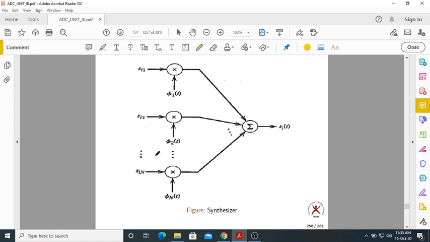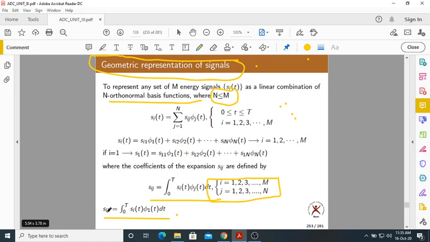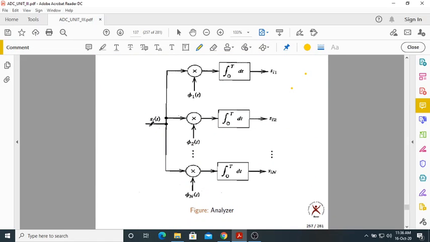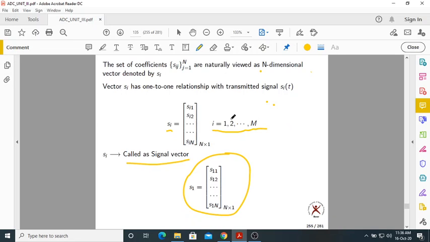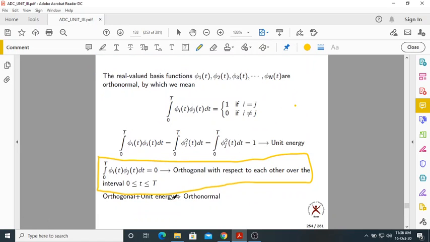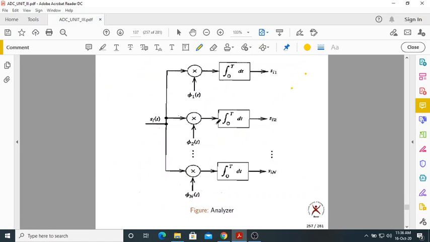So what is common here? For Si1, Si2, Si3, Si of t is common. What we are changing is phi 1 of t, phi 2 of t, phi 3 of t, and so on. Here I am writing the same thing: Si of t is the common input. If I multiply Si of t with phi 1 of t and integrate over 0 to t, what do you get? Si1. Here, what is Si1? You can tell me: integration 0 to t of Si of t phi 1 of t dt. Correct? How to get Si2? Integration 0 to t of Si of t phi 2 of t dt, and so on. This is how we get Sin.